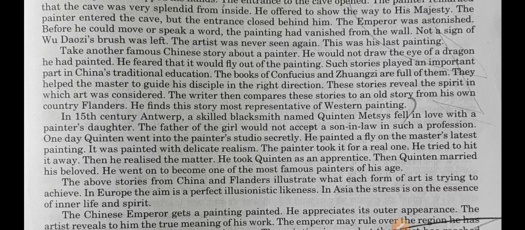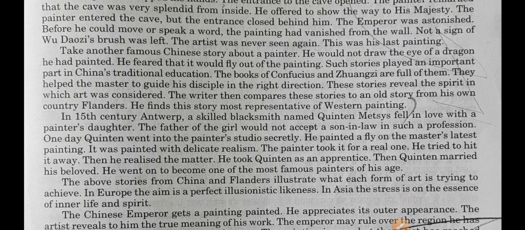Means a blacksmith was there, and the story is of Antwerp, a place in Flanders. There was a blacksmith named Quentin Matsys, and he fell in love with the painter's daughter. The father of the girl would not accept a son-in-law in such a profession. Means at the time, the blacksmith's profession was considered lowly.